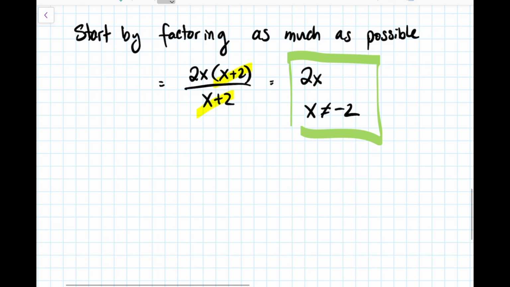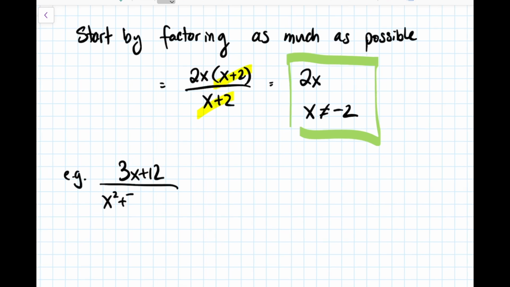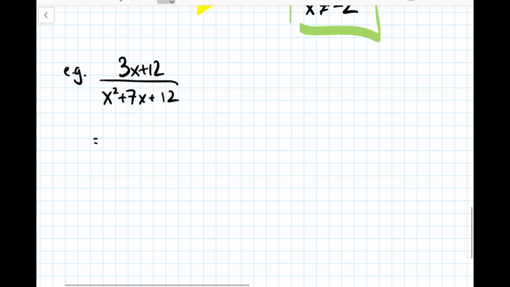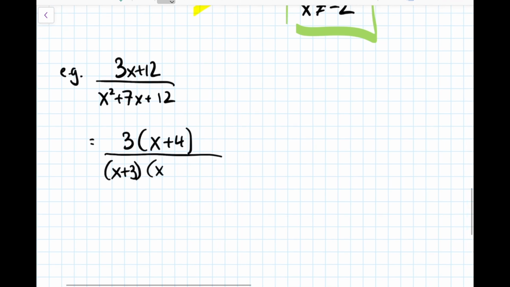All right, continuing forward. So 3x plus 12 over x squared plus 7x plus 12. Same idea. We're going to factor that numerator as much as we can. So we can take out a 3 as a common factor, which leaves us with x plus 4. And then we're going to factor the denominator as well. So multiplying to 12, adding to 7, that's going to be x plus 3 and x plus 4.